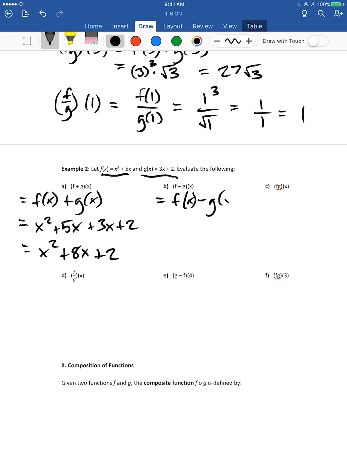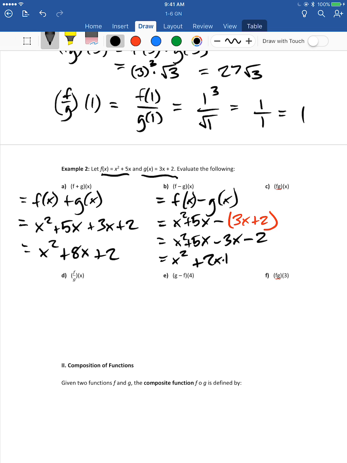Write down your questions as you have them. f of x minus g of x is x squared plus 5x minus parentheses. My classes, you're probably sick of hearing me say that, but it's vital. Parentheses around the entire thing. Then we have to subtract the whole thing, each term. x squared plus 5x minus 3x minus 2. If you don't use parentheses, you'll end up adding 2, and that would be wrong. Again, we simplify: x squared plus 2x plus 2, and we're done with that.